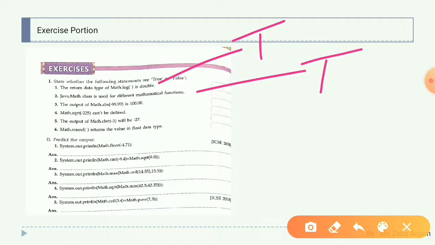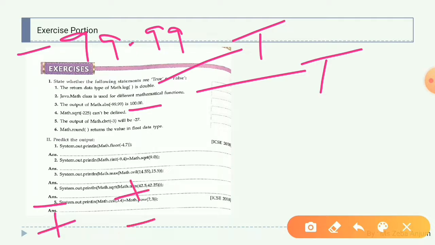The third one, the output of Math.abs(-99.99) is 100.00. It is false. Why? Because when we were learning about Math.abs, if you remember, then we have seen that only the signs are going to change. Yes, if you are having the negative sign, then it will be converted to your positive, and if you are having the positive, then there will be no change. Yes, so this answer is basically false.